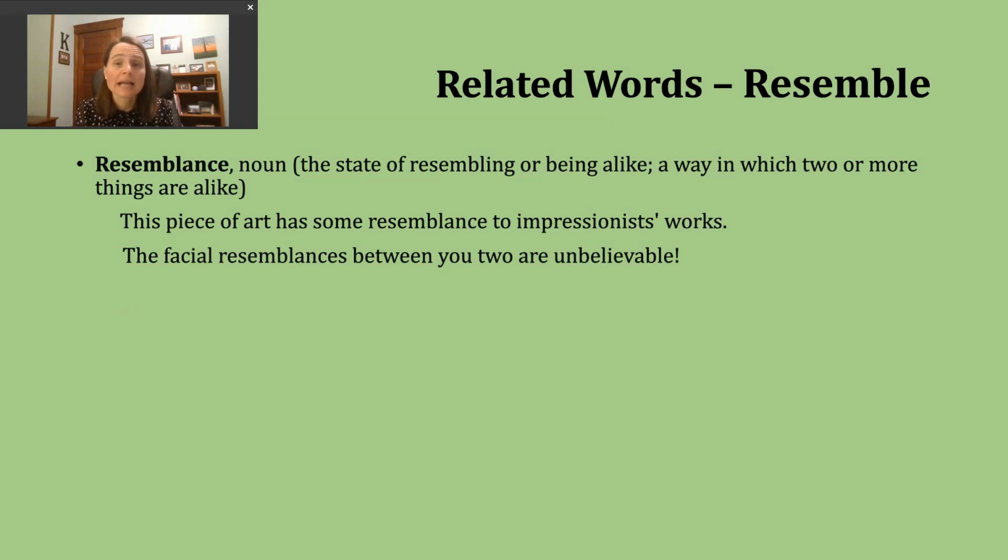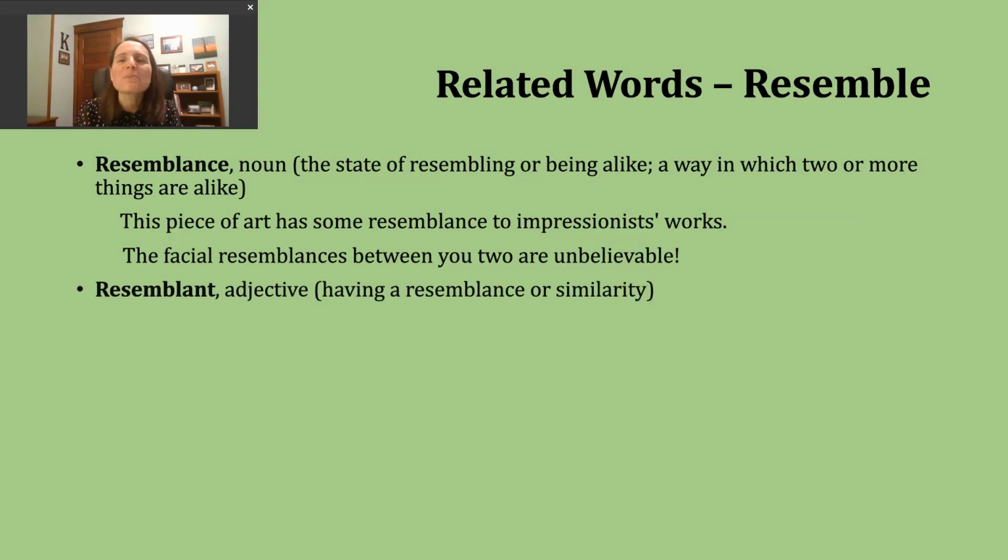And then a second way to use the noun resemblance can mean a way in which two or more things are alike. So, example of this. The facial resemblances between you two are unbelievable, right? So maybe these are two cousins or even two people who aren't related, but they really share so many common features.